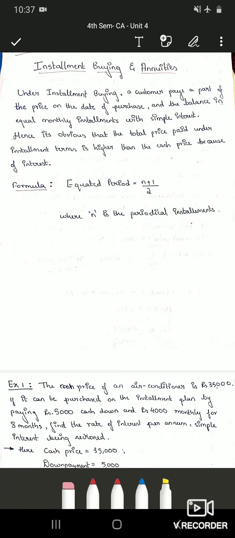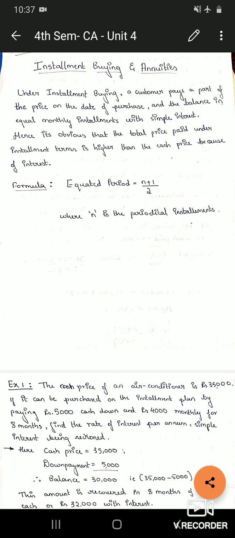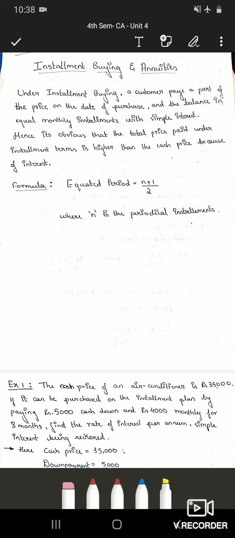Everyone, welcome back to commercial arithmetic class. In the previous class we had completed 3 units, and today we will begin with the 4th unit, that is installment buying and annuities. First we will start with installment buying and then we will cover the concept of annuities.